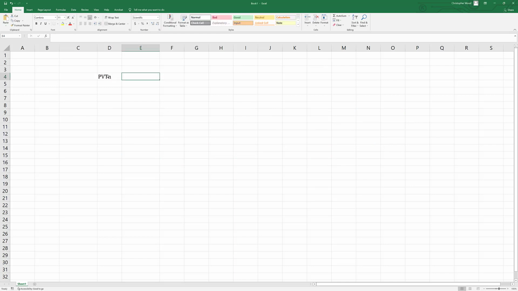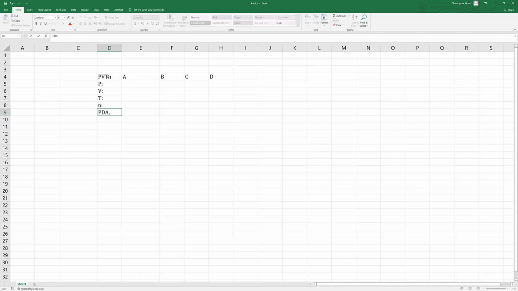PVTN, thermodynamic energy state A, B, C, D. Underneath PVTN, let's create the following. P for pressure, V for volume, T for temperature, N for number of moles, and then underneath N for number of moles, enter the following.